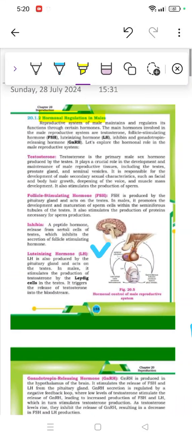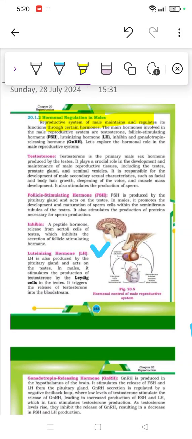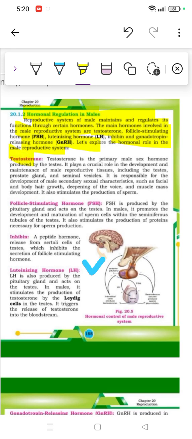Okay, so let's read what's written. The male reproductive system regulates its function through certain hormones. The main hormones involved are testosterone, follicle stimulating hormone, luteinizing hormone, and the gonadotropin releasing hormone. This means LH, FSH, and GnRH are the most important. So here comes testosterone. Testosterone is the primary sex hormone produced by the testes. It plays a crucial role in the development and maintenance of the male reproductive system, which includes the testes, prostate gland, and seminal vesicles, which we discussed in the detailed structure.